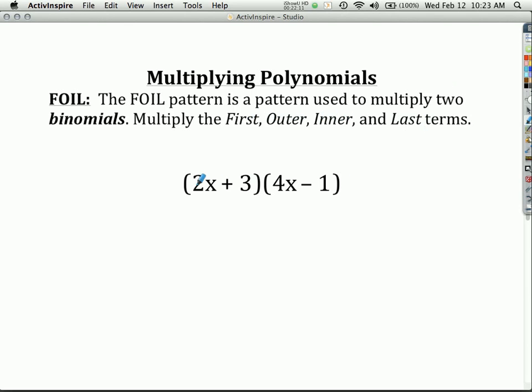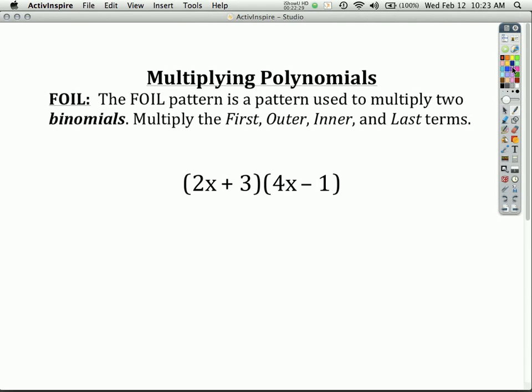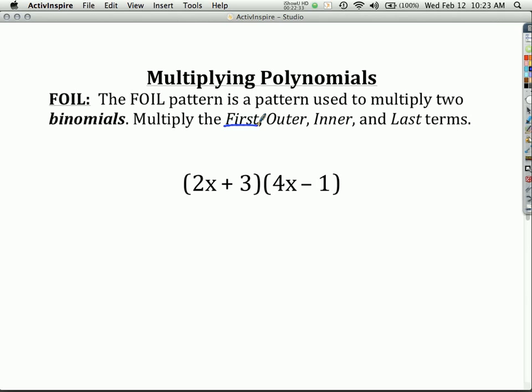Here is an example of two binomials being multiplied. So now we're going to talk about what are the F's, what are the O's, what are the I's, and what are the L's. Okay? But keep in mind that what we're really talking about is the distributive property. We're multiplying things together. So the first terms are the terms that show up first within each binomial.